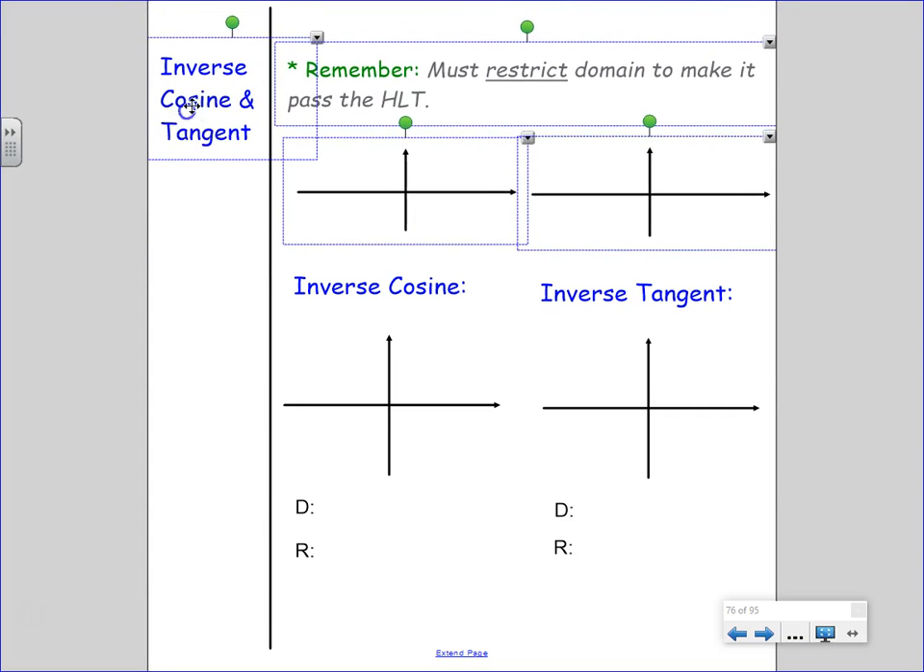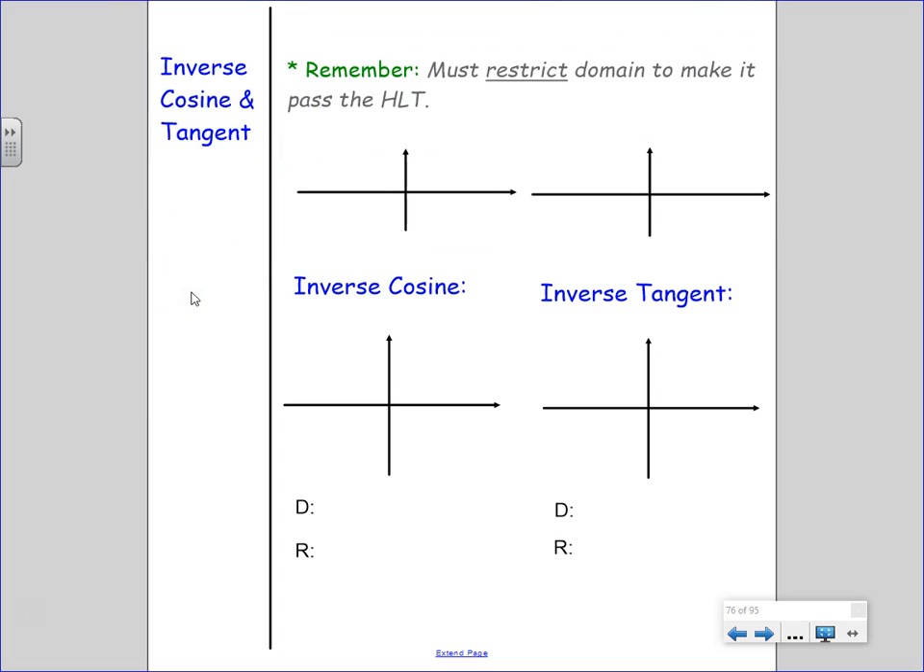Okay. We're not going to spend tons of time and go into as much depth, because frankly, we've already introduced it. So let's just see what changes when we have cosine and tangent. Cosine starts at the top, right?